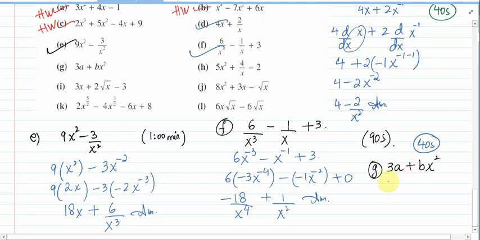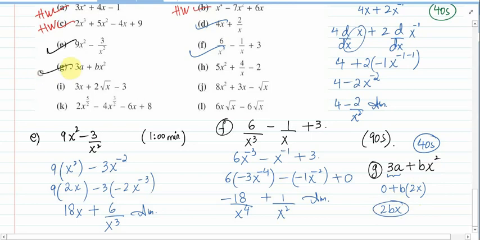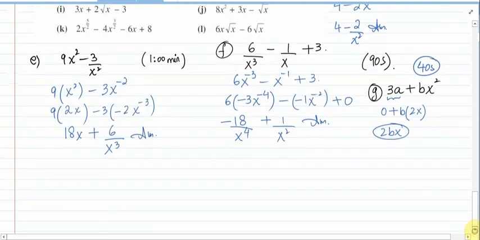Alright, so when I derivate it, if you consider the term 3a, both are constants, and the derivative of a constant is 0, plus b, the derivative of x square, it will be 2x. So the final answer is 2bx. That is your answer. Alright, and after part G we need to attempt part H.